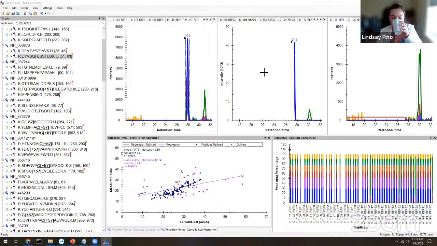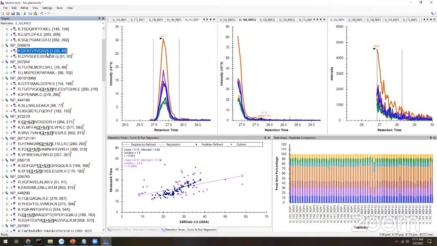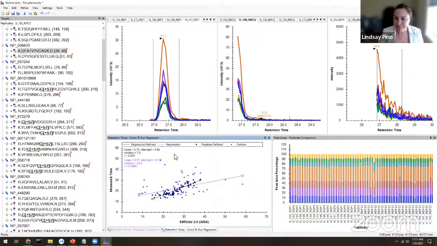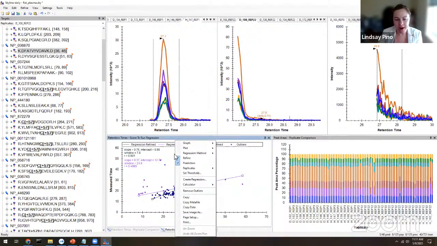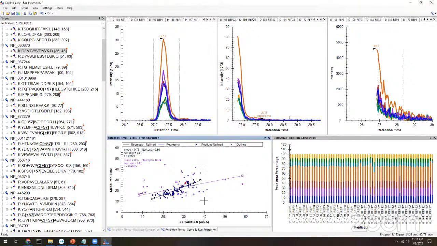So I missed the part where you changed your retention times graph to score to run regression. Could you just show me how you did that? Yep. Right click in the retention time graph, and then in the pop-up, the top option, graph, and then regression, score to run. Okay, that's very cool. I didn't know that you could do that.